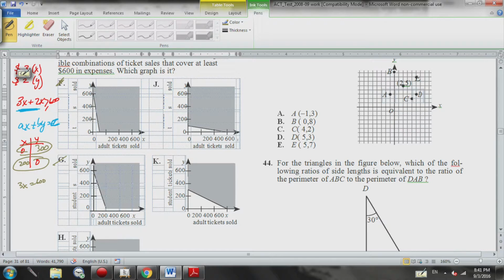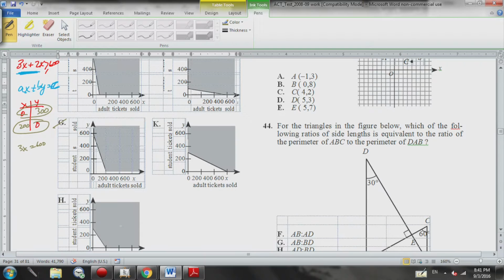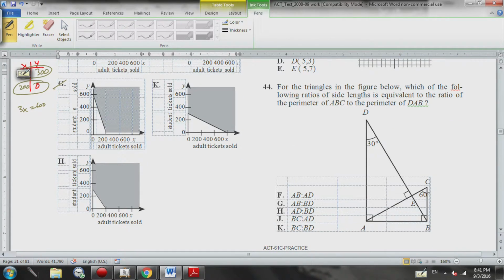And when x is 200, y is 0. So those are the two points that you're looking for. And this is it over here. So this ordered pair here is when x is 0, y is 300. This ordered pair over here is when x is 200, y is 0. So this is the graph that represents the inequality that represents all the possible ticket combinations. Okay?